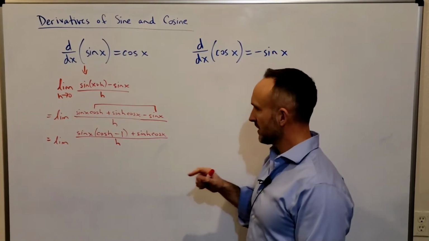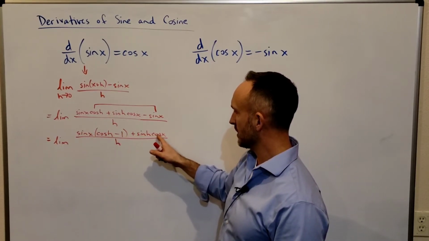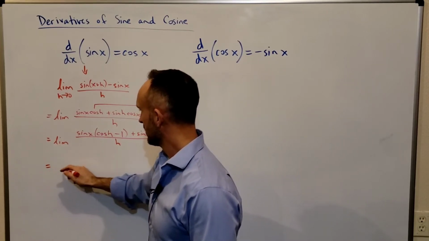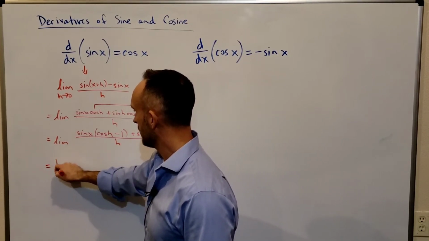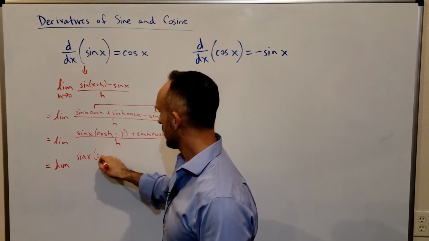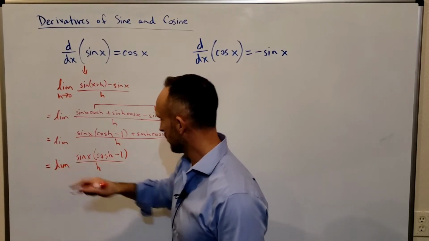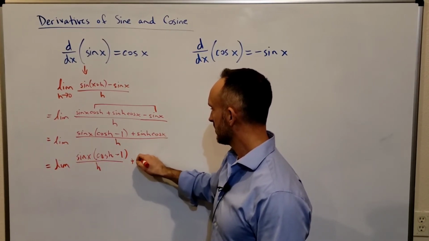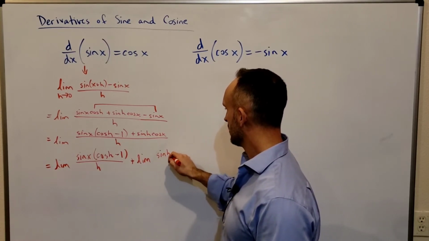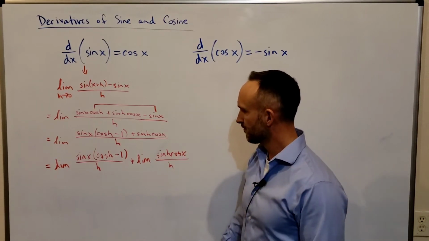Now what we're going to do is, since we've got this plus sine h cosine x, we're going to split the fraction apart into two separate limits. So now we have the limit of sine x times the quantity cosine h minus 1 over h, and again h is going to 0, plus the limit of sine h cosine x over h, okay?